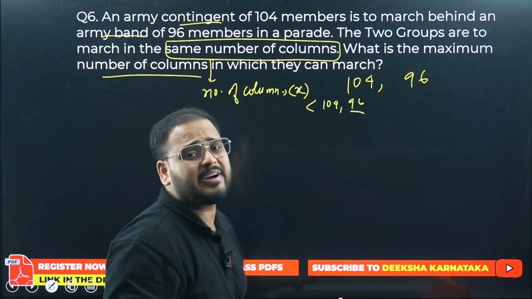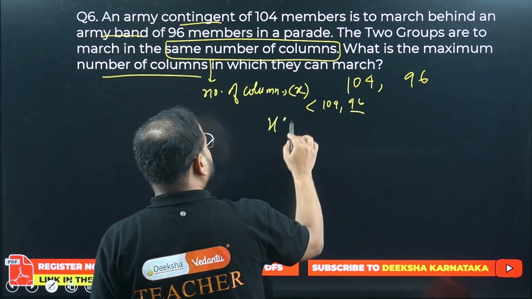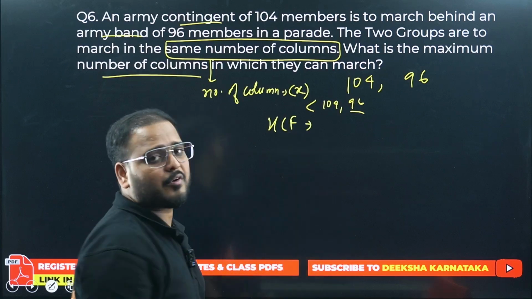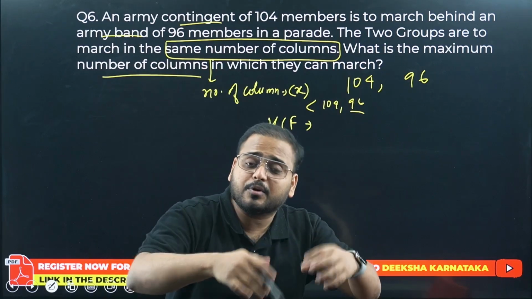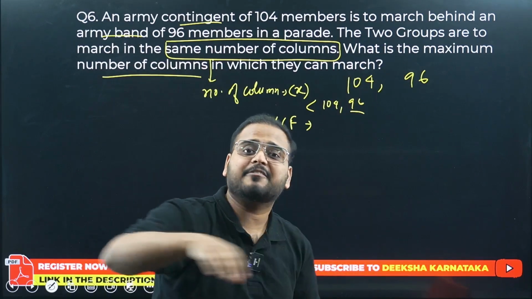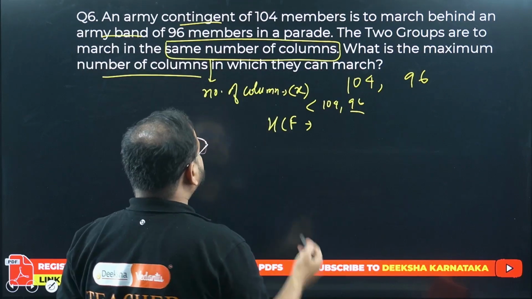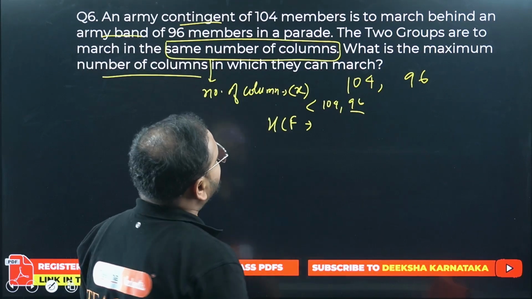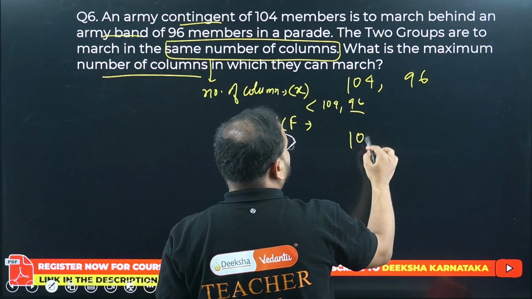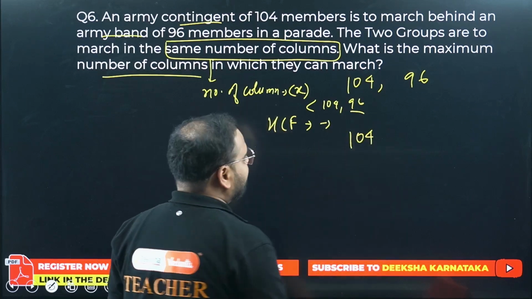In that case, what are we looking to find? HCF. Correct? So we have to figure out the maximum number of such columns where all these people can fit equally. So if I do that, what am I going to do? I have to find the HCF. The first thing is to find the prime factors.